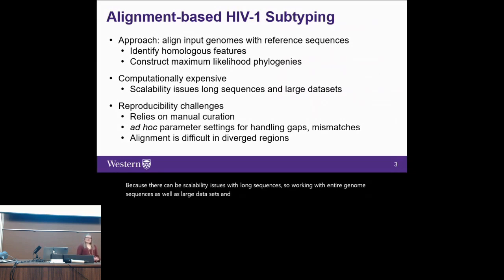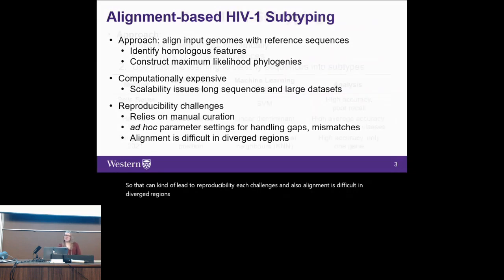And also with sequence alignment, there can be some reproducibility issues because it basically relies on having a manually curated reference sequence, which might not necessarily be the case. And it also relies on ad hoc parameter settings for handling gaps and mismatches. So there's different ways that we can penalize a gap opening. So that can lead to reproducibility challenges. And also alignment is difficult in diverged regions.